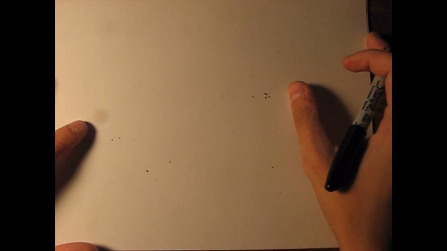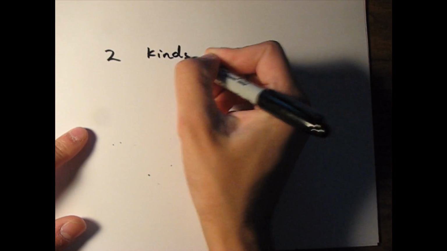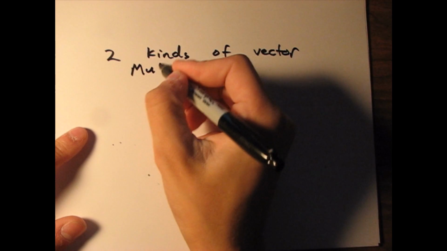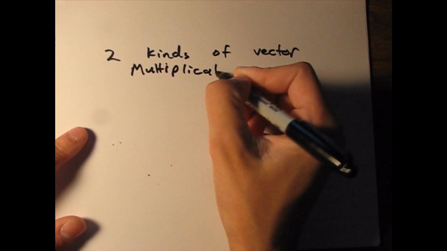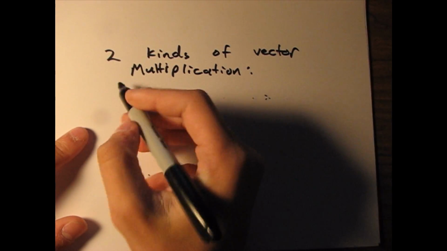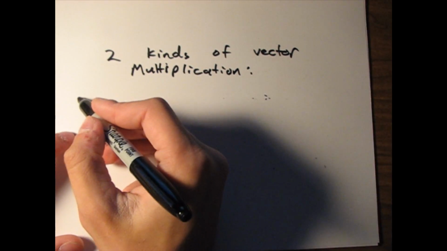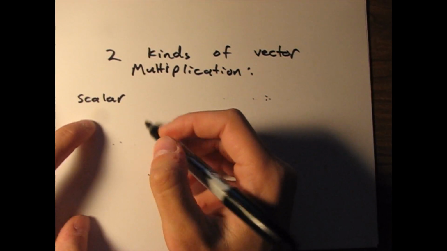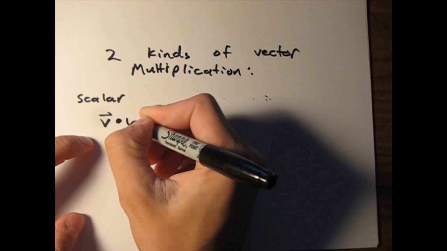Now let's talk about some kinds of vector multiplication. There are 2 kinds of vector multiplication. There's the scalar product, also known as dot product. The result is a scalar. It's just a number. It's not a vector. And for that we would do v dot u.